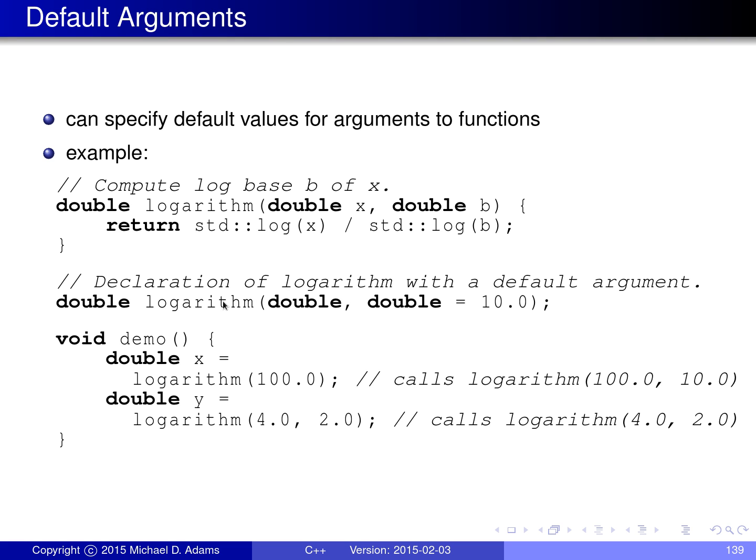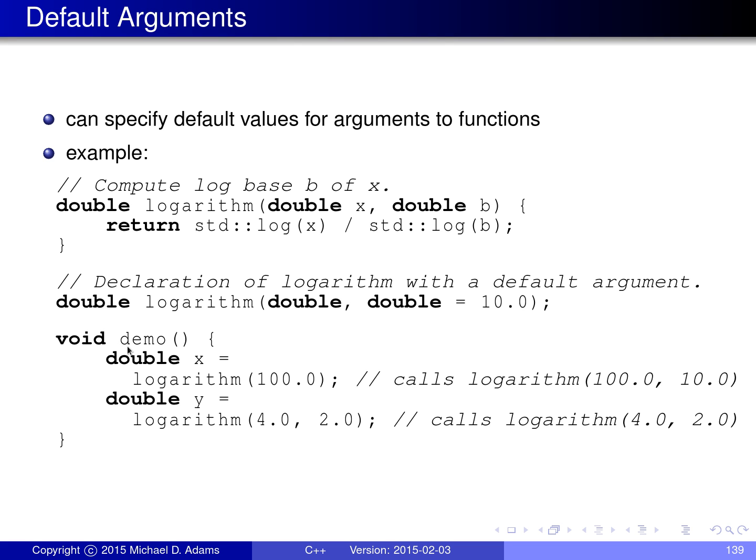Then down below, we have a declaration of this function. And what's special about this declaration is notice this equals 10.0 here. This is a default argument. So what this is saying is if we call the logarithm function and we don't provide a second parameter, treat the second parameter as if we specified it to be 10.0. So this is a default value for the second argument to this function.